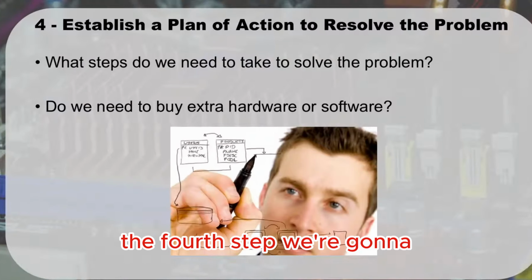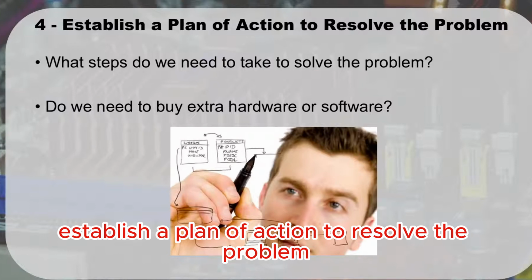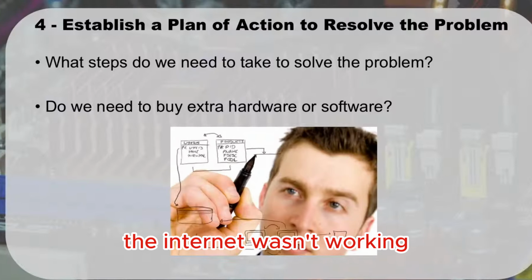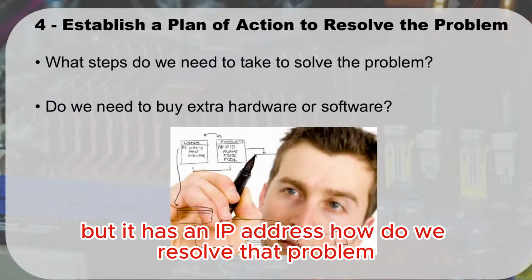The fourth step, we're going to establish a plan of action to resolve the problem. So now we've established, in this case, the internet wasn't working. We found out the cables were good, but it has an APIPA address.